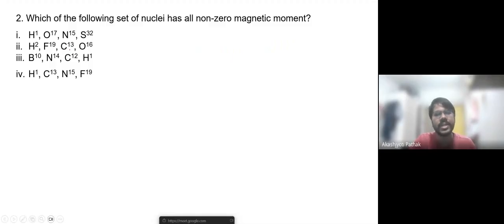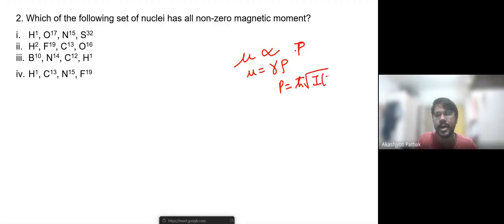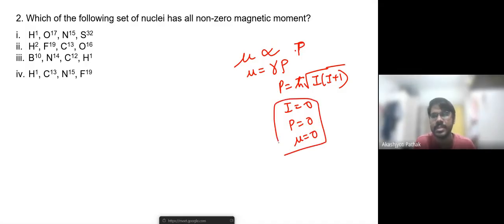Which of the following set of nuclei has all non-zero magnetic moment? We just saw that magnetic moment is directly proportional to the spin angular momentum. Mu is directly proportional to P, mu equal to gamma P. And what is P? P is equal to h bar root over I into I plus 1. So if your I is equal to 0, then your P will be 0. And if your P is 0, then mu will be 0. Is this clear?